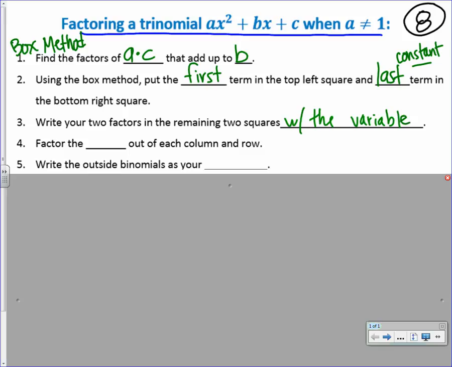Then once you have everything in the box, you're going to factor the greatest common factor, or the GCF, out of each column and row, and you write the outside binomials as your factors.